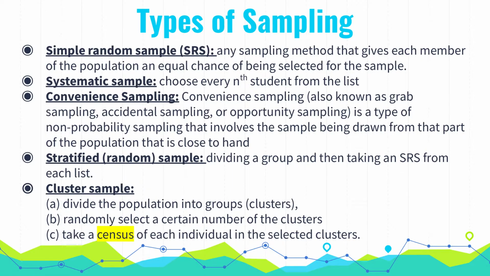Stratified random sample is dividing a group and then taking a simple random sample from each list. So stratified, I think of you divide it into groups and then you randomly choose from those groups. Cluster sample, you divide the population into groups, clusters, then you randomly select a certain number of the clusters, and then you take a census of each individual in that selected cluster.